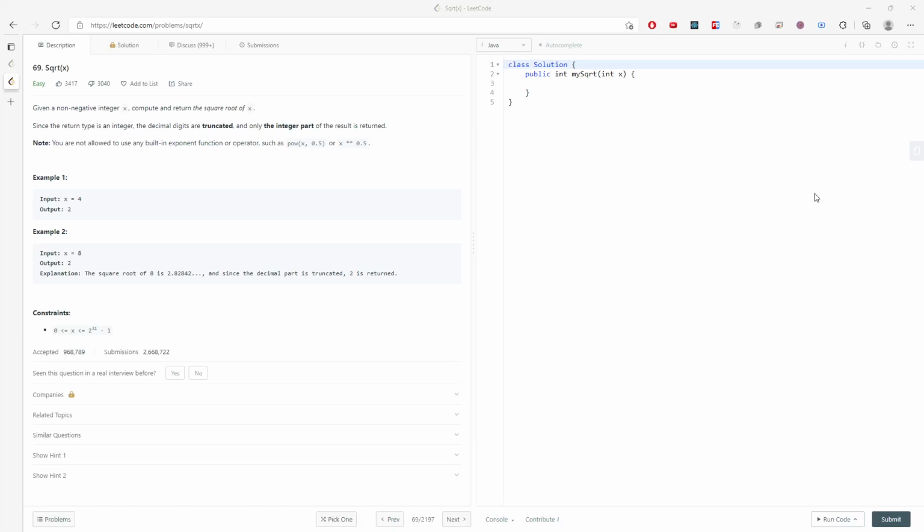Let's talk about the square root. So you're given a non-negative integer x. Compute and return the square root of x. Since the return type is an integer, the decimal digits are truncated.